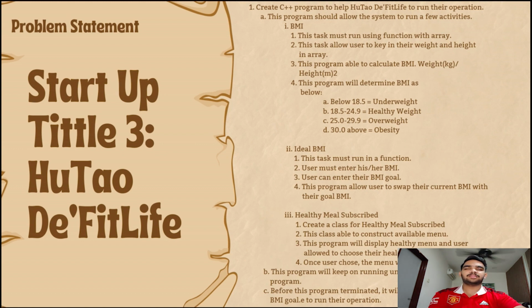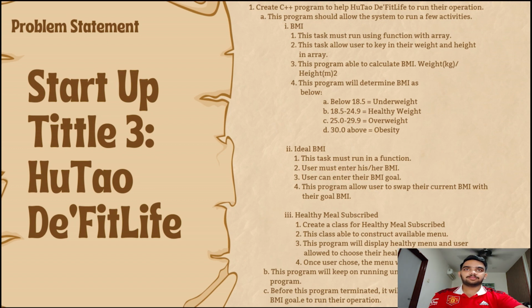First one is BMI. This task must run using a function with an array. This task allows users to key in their weight and height in an array. This program is able to calculate BMI by weight in kg divided by height in meters squared. The program will determine BMI as below.